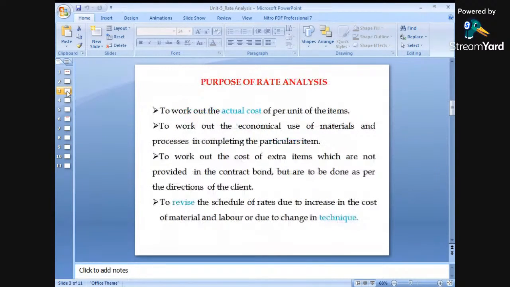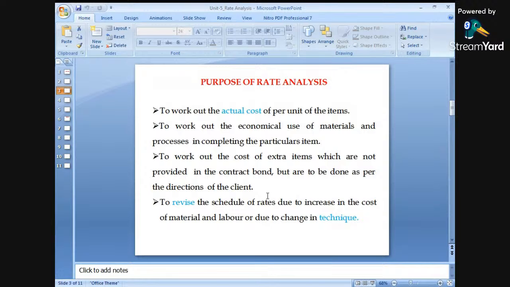Okay. Next is, what is the purpose of rate analysis? Why is it to be calculated? What is the main purpose regarding the rate analysis? Why is it to be carried out? The main purpose is to work out the actual cost per unit item of works. We have to find out the cost of the particular item of work. So with the help of this rate analysis, we can find out the actual cost required for a particular type of project, for completion of a particular type of project. Okay? To find out the actual cost, this rate analysis plays an important role.